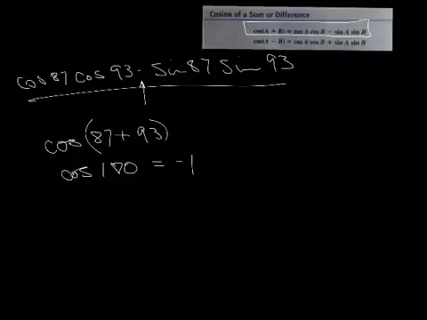So that is using the cosine of a sum or difference. Now the next video we're going to get into some cofunction identities.